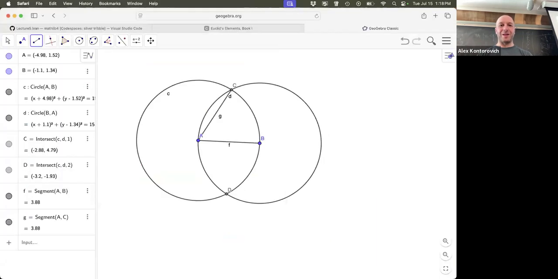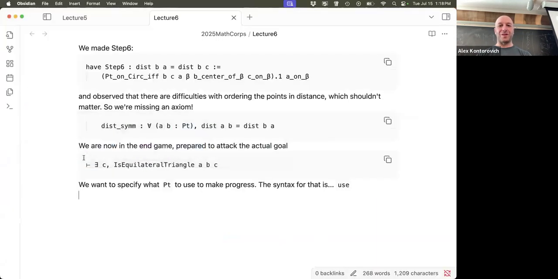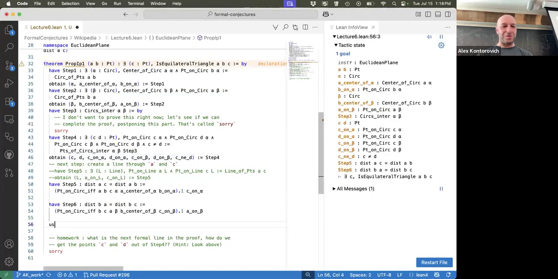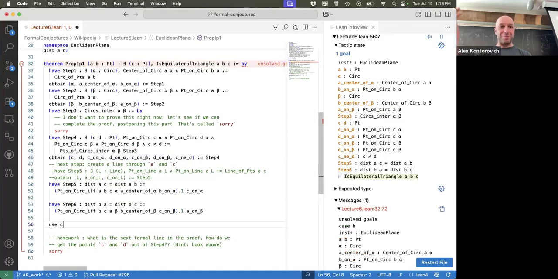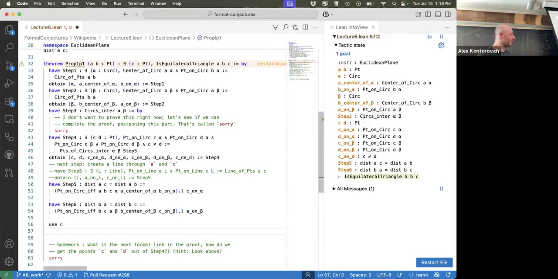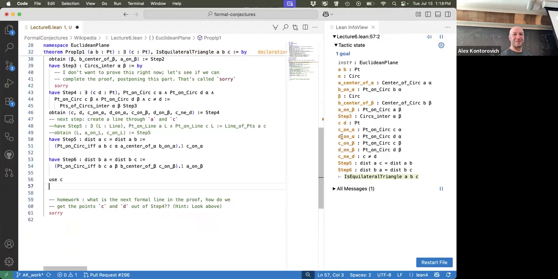We're in the end game, and what did we say the syntax was? It's use. So the next thing is use what? Use the point C. So we said use the point C, and look at what happened to the goal state. The goal state has changed. We know what value of C it should be. It's the C that we gave it. And now we want to say that those 3 points do form an equilateral triangle.